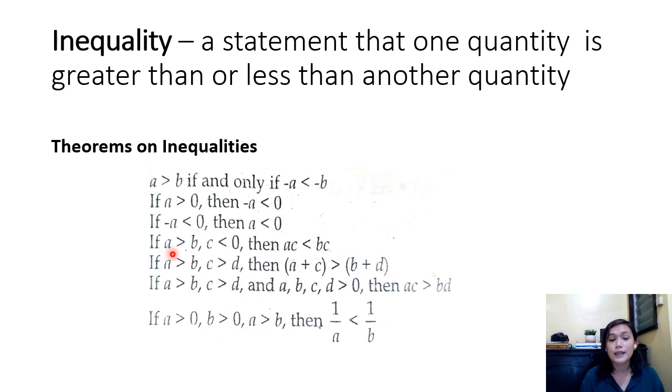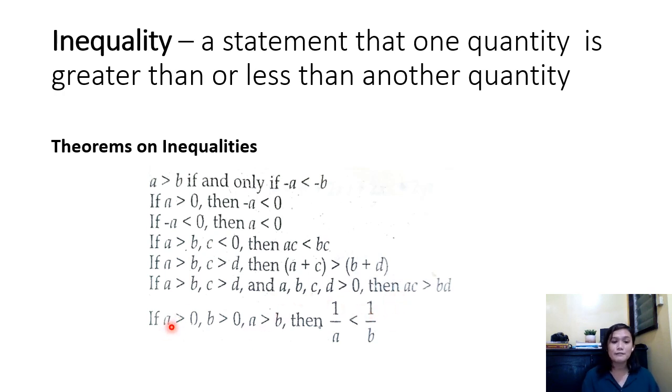If A is greater than B and C is less than 0, then AC is less than BC. If A is greater than B and C is greater than D, then if you add them, A plus C is greater than B plus D. Right? And if A is greater than B and C is greater than D, and A, B, C, D are all greater than 0, then AC is greater than BD.